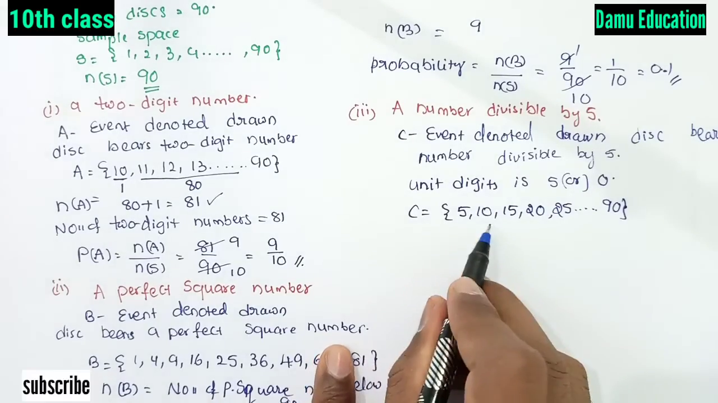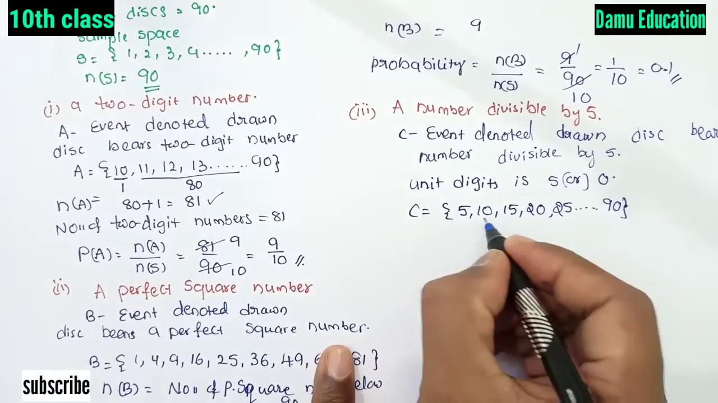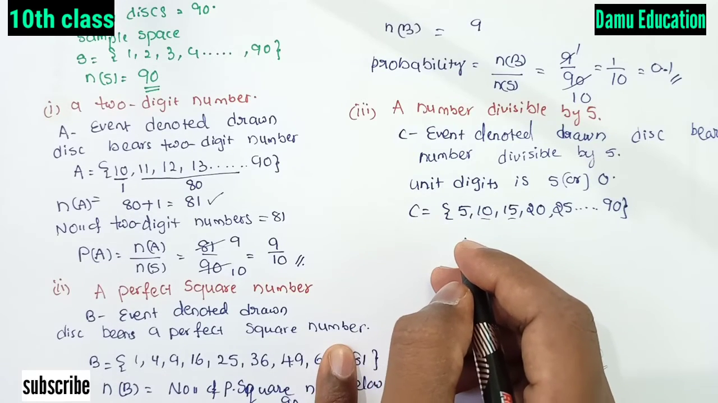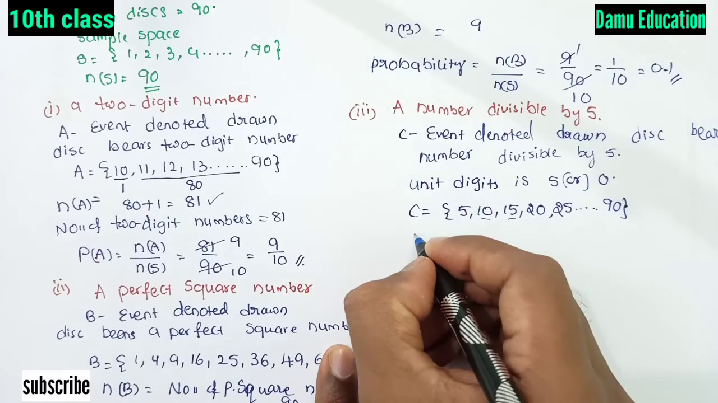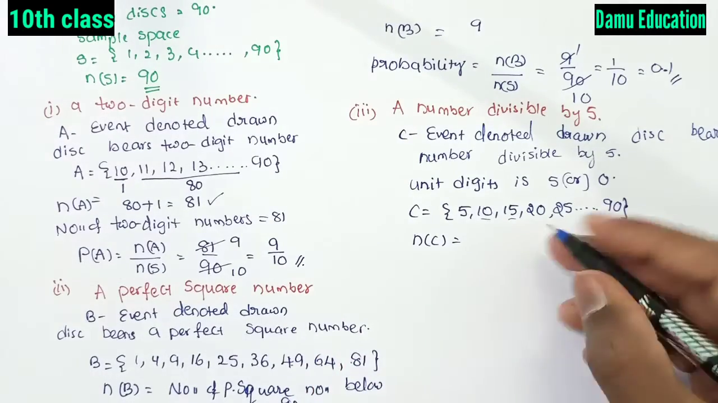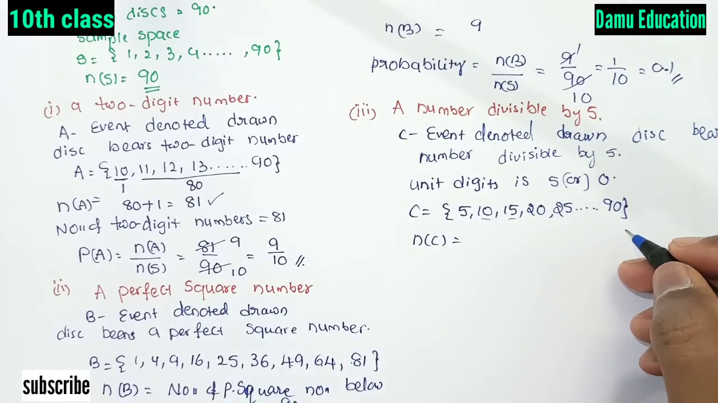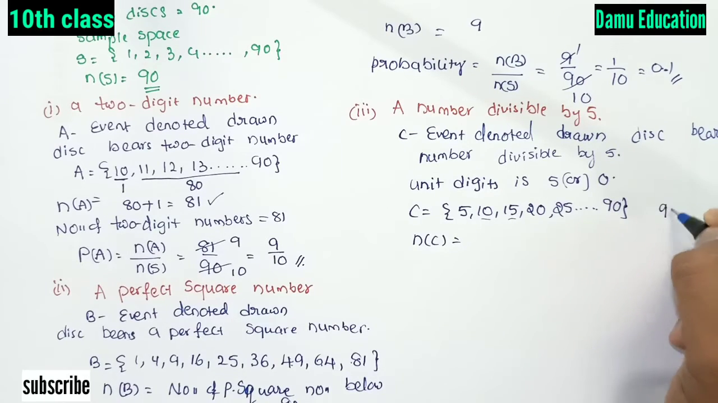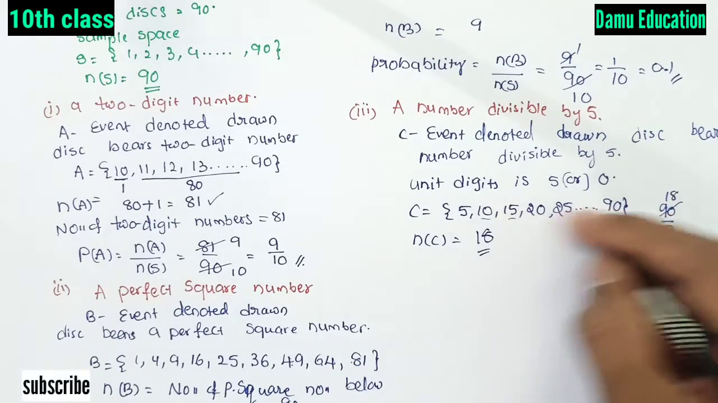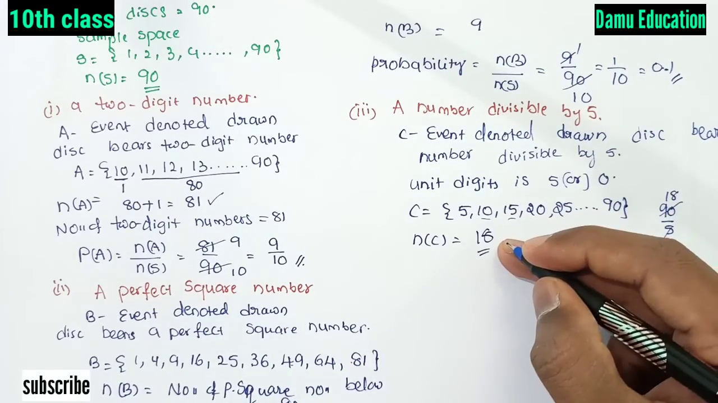So either the units place should be 0 or it should be 5. From 1 to 10 there are the multiples 5 and 10. So how many elements are there? We need to divide 90 by 5. 90 by 5 is 18, since 5 eighteens are 90. So here 18 elements are there. If you count it, it will be 18.